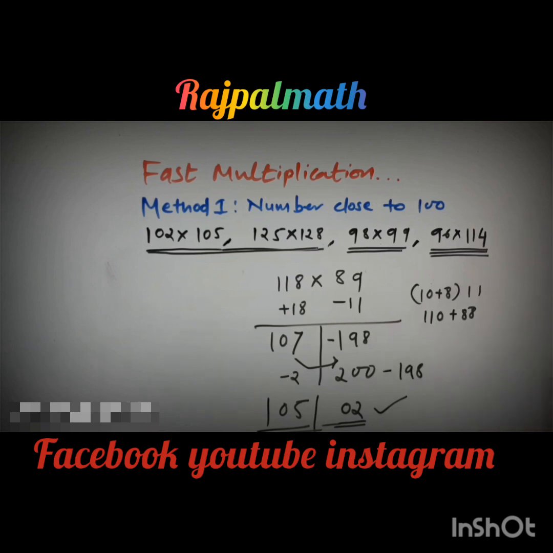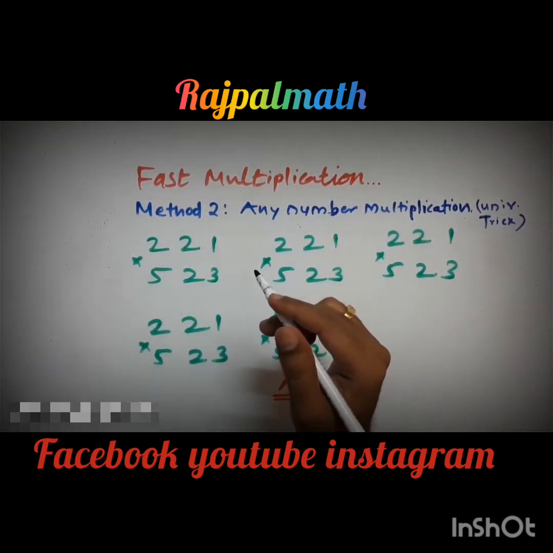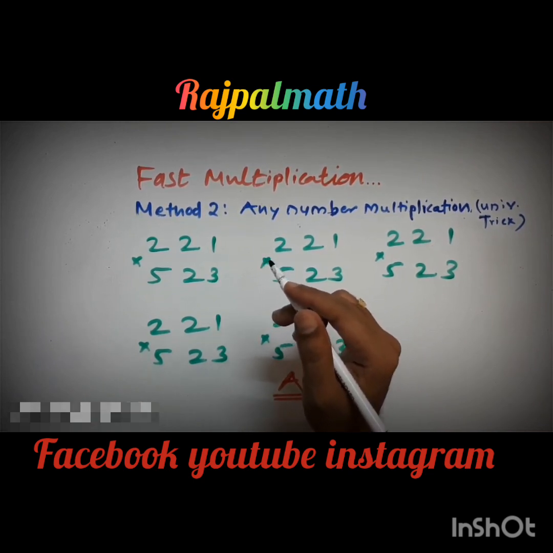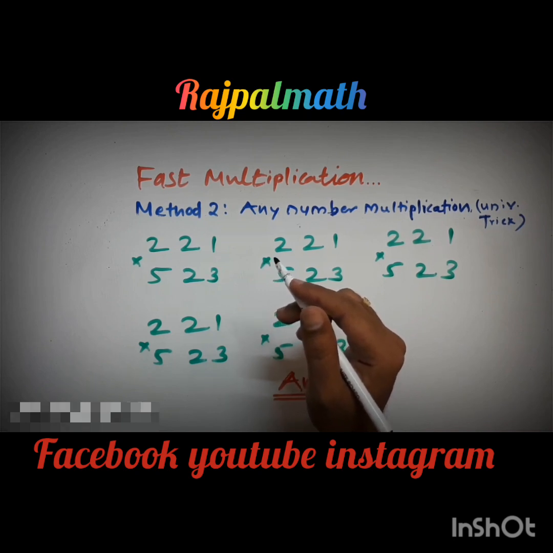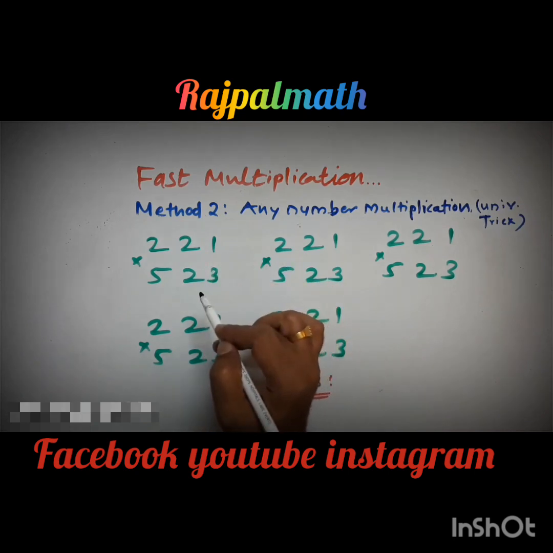So you can see that with this method 1, you can perform multiplication of any numbers which are close to 100. So friends, moving to our second method of multiplication of any numbers, which I call a universal trick. You should apply this trick for the multiplication of complicated numbers. Let's take an example. We are going to multiply the 3-digit numbers 221 into 523.